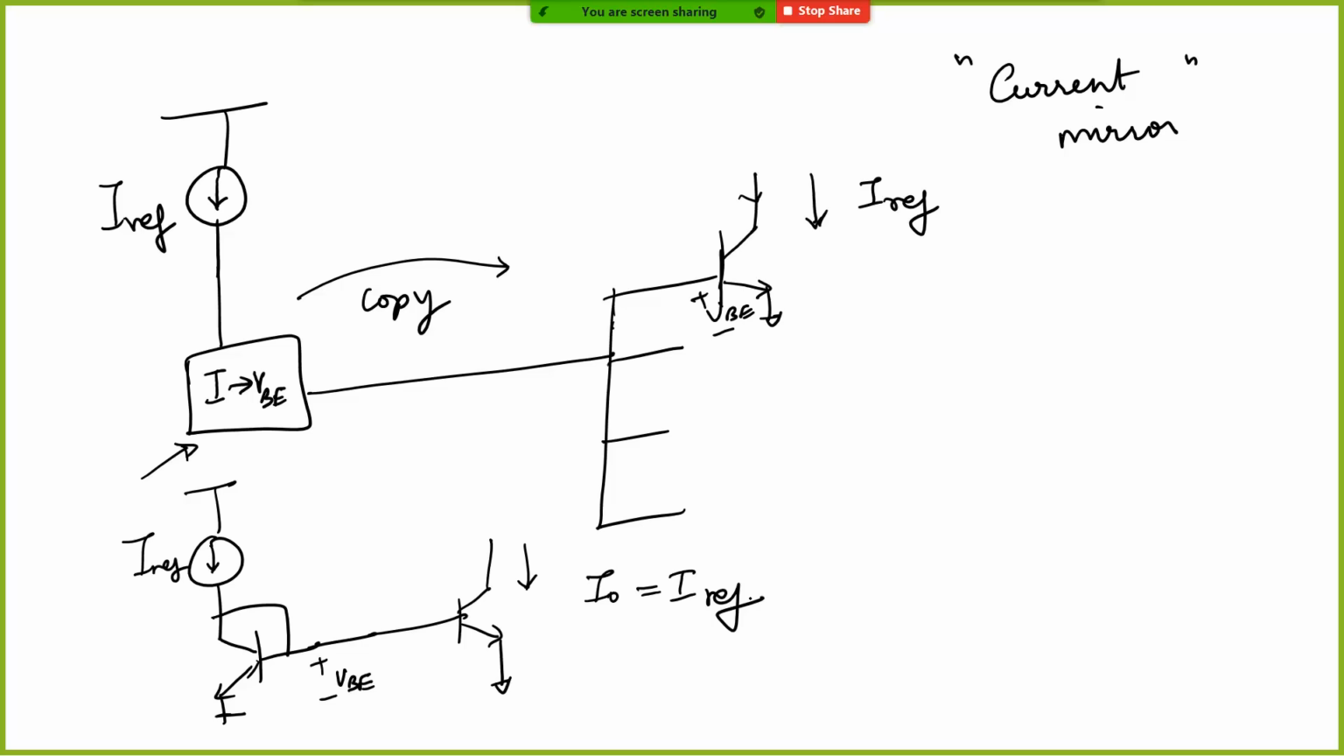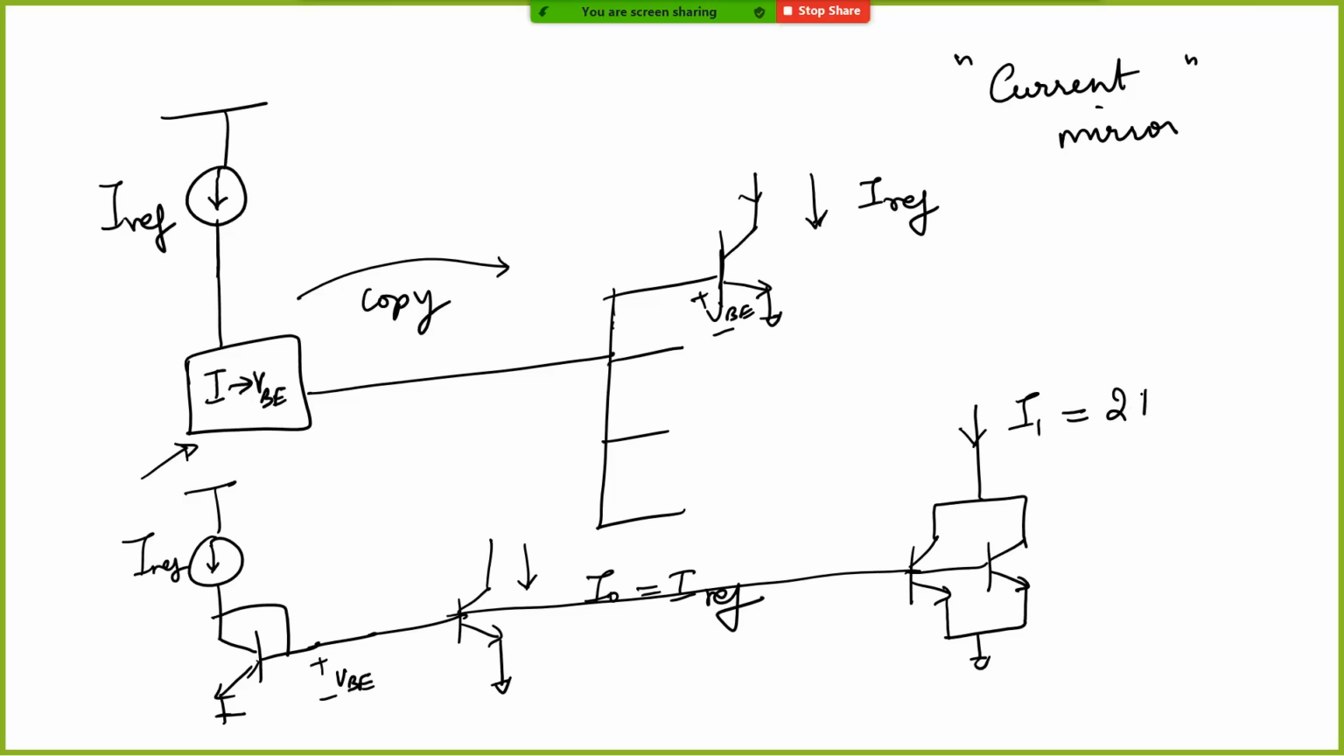Now suppose you want 2 times I ref, all you need to do is take the same line, connect it to 2 identical BJTs, and short their collectors. Now this I1 is equal to 2 times I ref. So you can make copies of this current and also scaled copies of these currents.